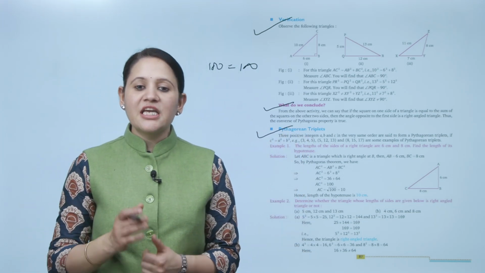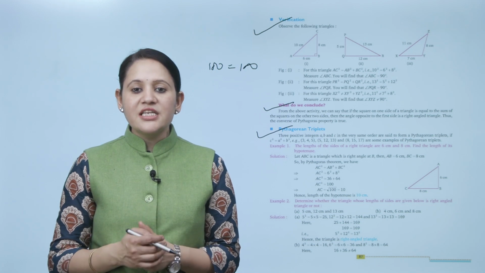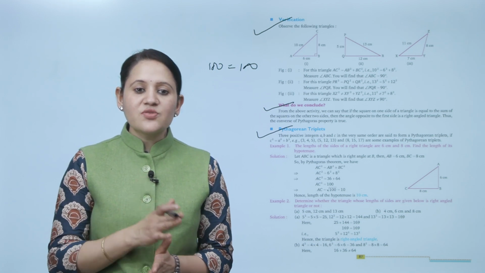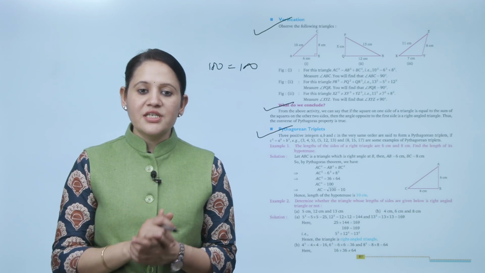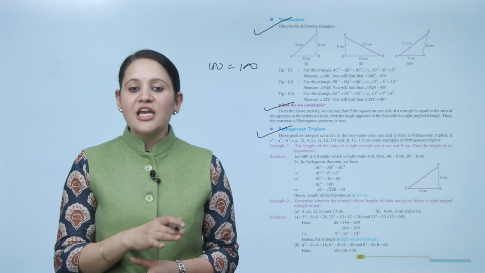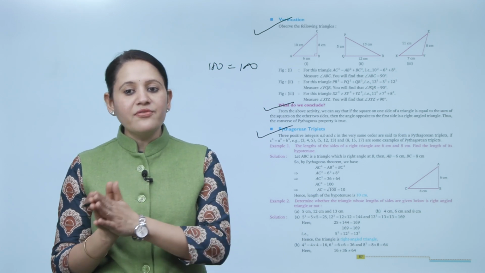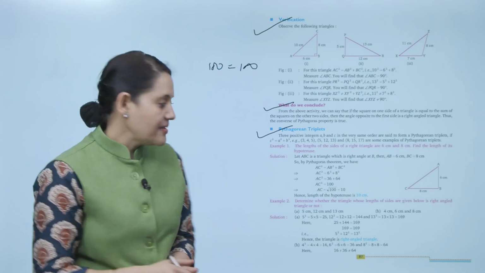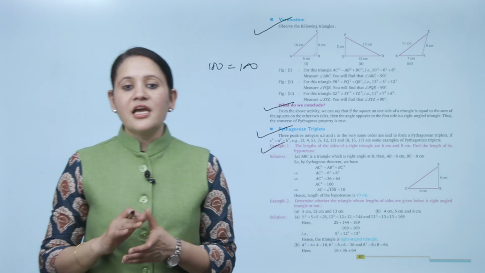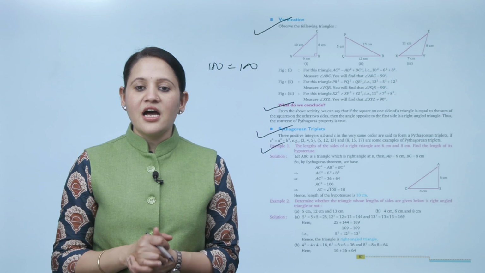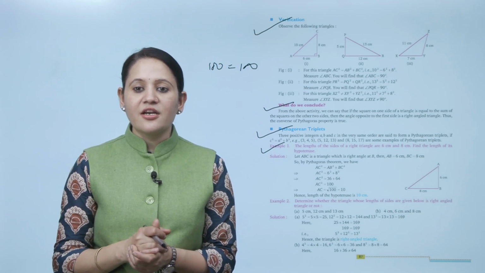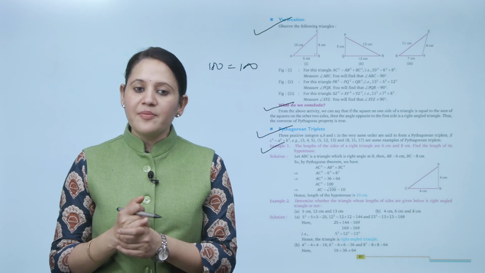Three positive integers a, b and c in the same order are said to be Pythagorean triplets if c square equals a square plus b square. For example, 3, 4, 5; 5, 12, 13; 8, 15, 17 are some examples of Pythagorean triplets. Now, we will take an example. The lengths of the sides of a right angle are 6 centimeter and 8 centimeter. Find the length of its hypotenuse.